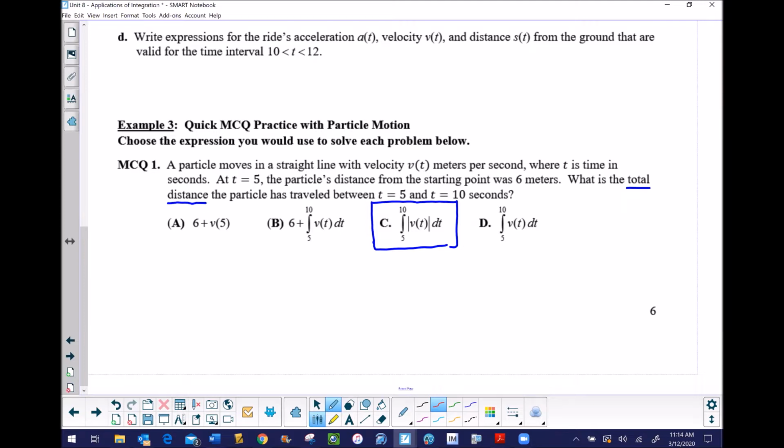To be honest, A is really just the velocity of the particle at time 5, but increased by 6 for whatever reason. I don't know in what context that would ever happen, but we're kind of tricking the students to understand that the absence of the integral is a very egregious thing, okay?